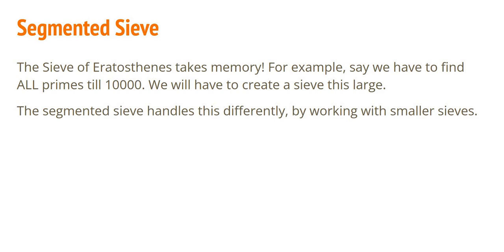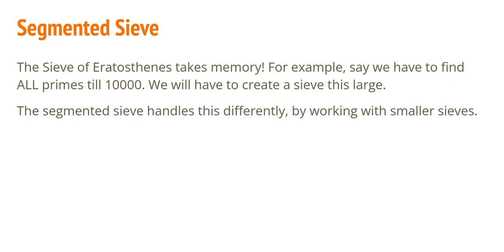We saw that the sieve of Eratosthenes works by crossing out multiples of primes. But if the number that we are looking at is very large, it takes a lot of memory because we have to make a sieve that large. For example, if we are looking to find all primes till 10,000, we have to create a sieve that has 10,000 items and then cross out all the multiples of the primes until the square root of 10,000.